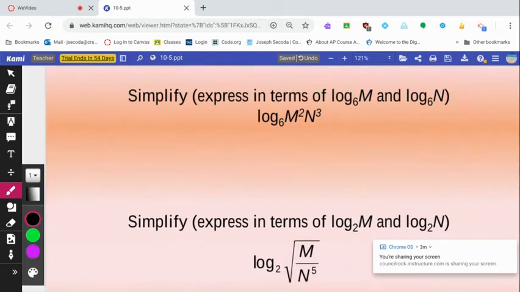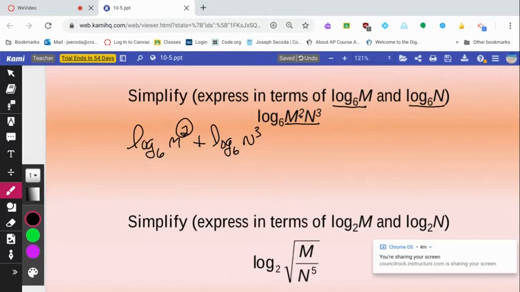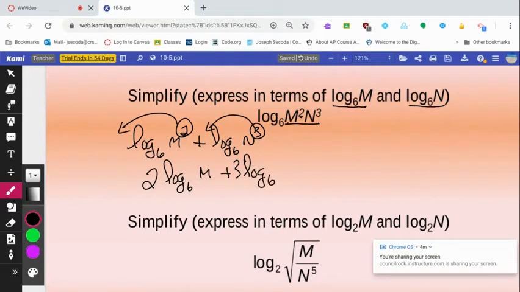Simplify. They're telling you exactly what they want you to separate out: log base 6 of m and log base 6 of n. So I have a product. I notice I'm multiplying m squared, n squared. So that's going to be log base 6 of m squared, plus, since it's a product, it's an addition of the exponents, log base 6 of n cubed. And now, I've got more to do. I have the exponent here, so that gets to come out front, and therefore it becomes 2 log base 6 of m plus 3 log base 6 of n.